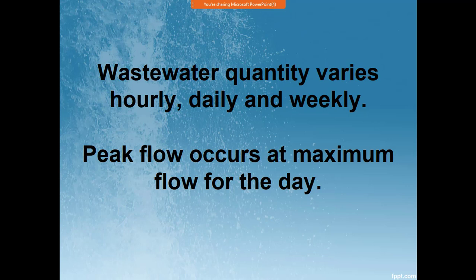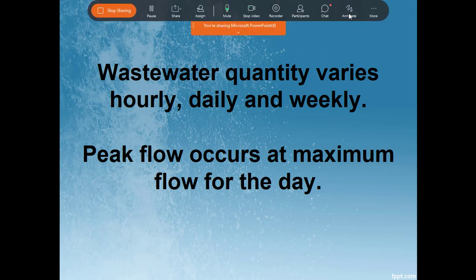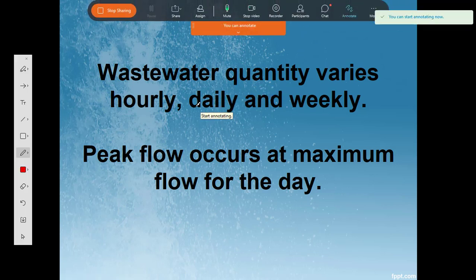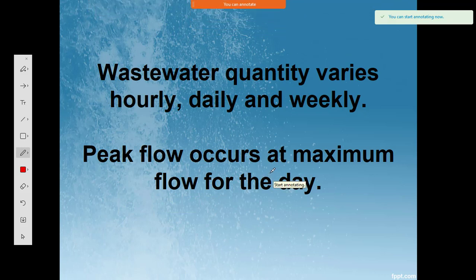That's what we call the peak flow. It occurs at the maximum flow for the day. This is what we call the peak flow: the maximum flow during the day. At what time? Is it at 7 a.m., or maybe at 5 a.m., 6 a.m., 5 p.m., 6 p.m.?